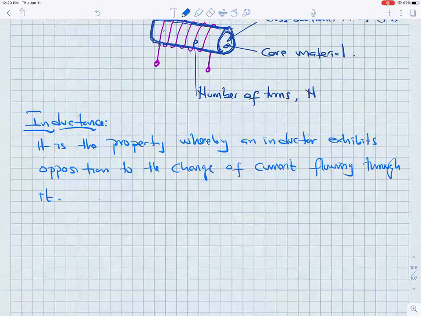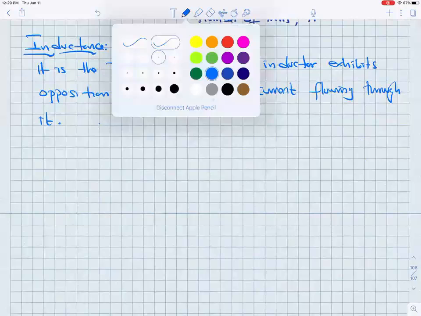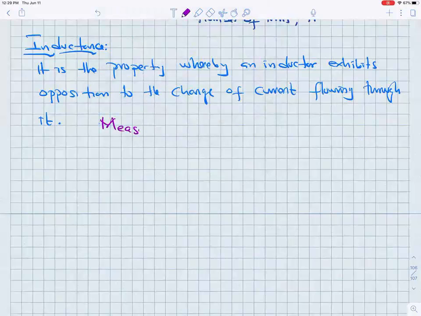Okay, so that's the inductor, and that's the inductance: the property of any material, which is normally an inductor, to oppose the change of flow of current. Okay, so that's the inductance. It's measured in Henrys, which is H, right? And the units can be Henry.